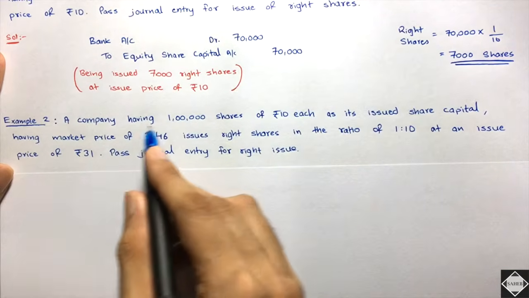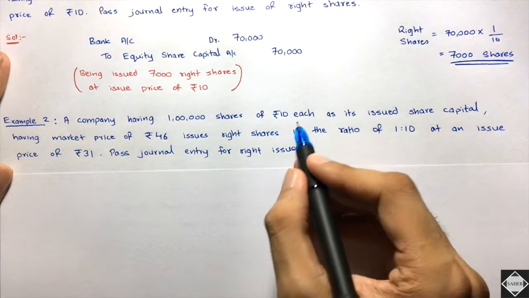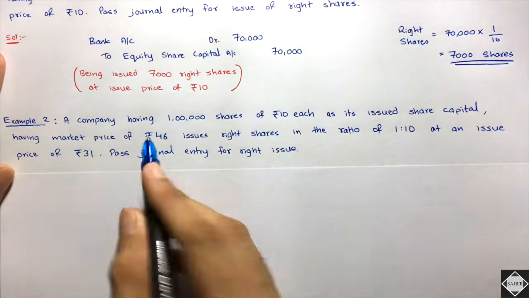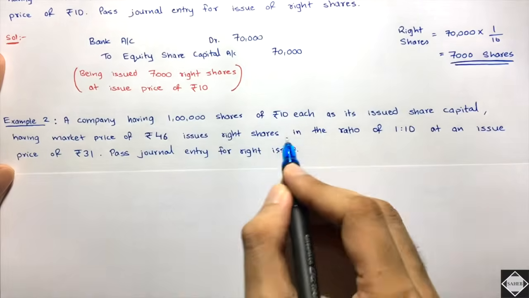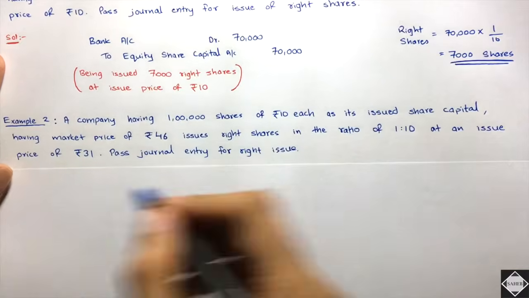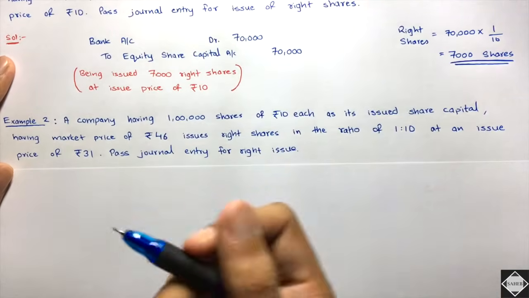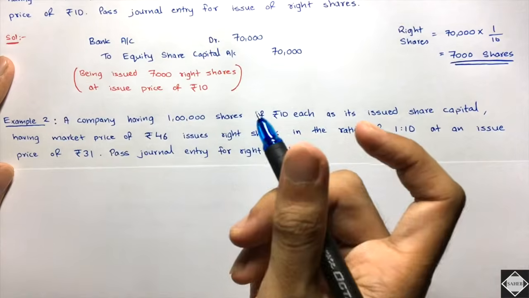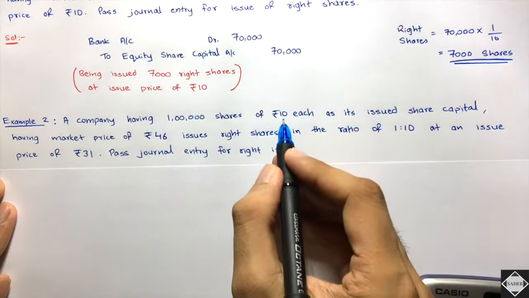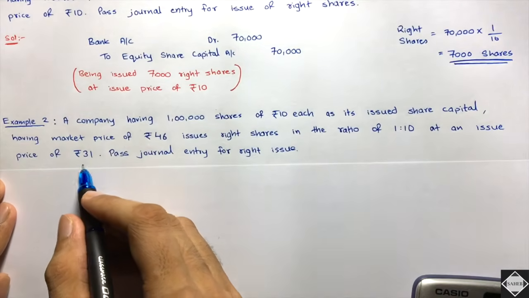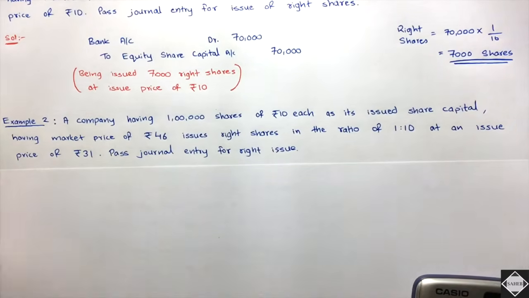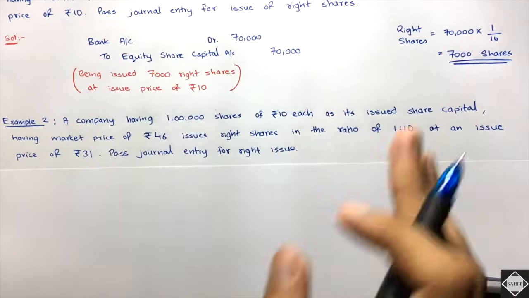So see here, a company having 1 lakh shares of rupees 10 each, the face value, as its issued share capital, having a market price of 46, which is irrelevant over here, issues right shares in the ratio of 1:10, at an issue price of rupees 31. Issue price means the offer price, subscription price, right price. So it's above the face value. Face value is rupees 10, offer price is 31. So 10 rupees will go to equity share capital account, and the remaining 21 rupees has to go where? Securities premium account. You all know that, isn't it?